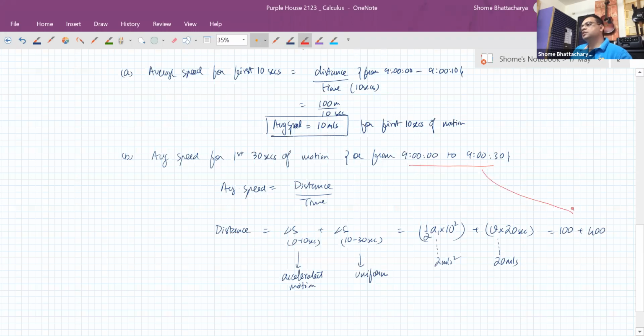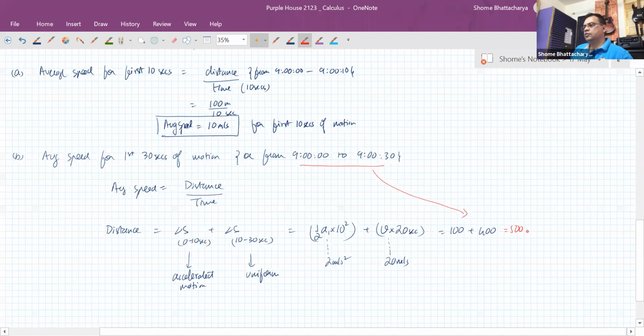So the total distance it has traveled between this interval and this interval is equal to how much now? It's 500 meters. So you can see that the average speed will become 500 meters divided by 30 seconds. That is so much.